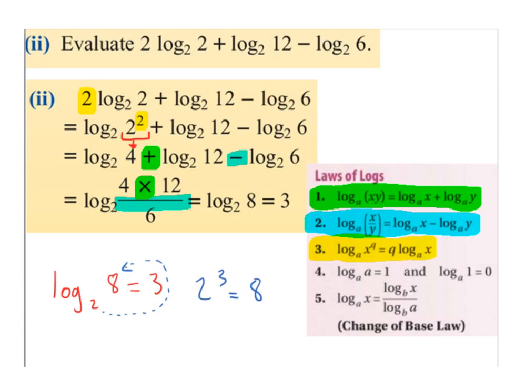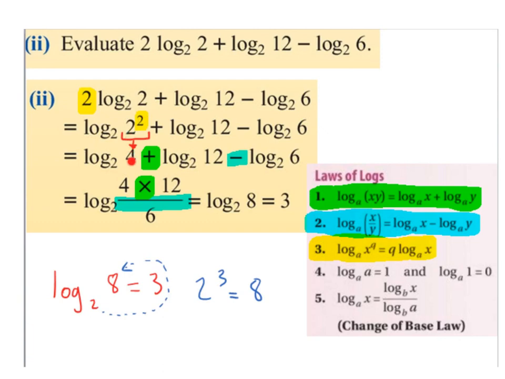So the first thing we're going to do is use law number 3 to bring this 2 up beside our argument 2 as a power. So it's basically using law 3 in reverse. So usually we bring the power down in front, but in here we're bringing the number that is in front of the log up as the power. So we have log base 2 of 2 squared, and the rest stays the same.